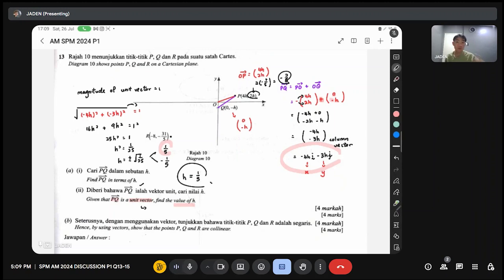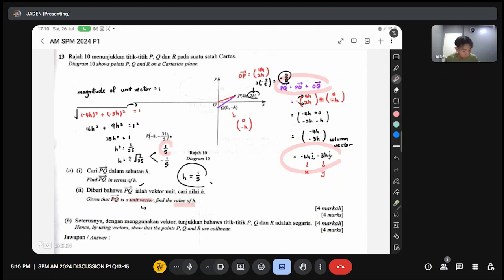Now make sure you write that as a conclusion whenever you finish off everything in A2. Okay, so that is A1 and A2. I hope you understand that. I think the key learning here is: how do we actually find the vector of PQ? By using P back to O and then O to Q. How do you actually write down what is OP and OQ?